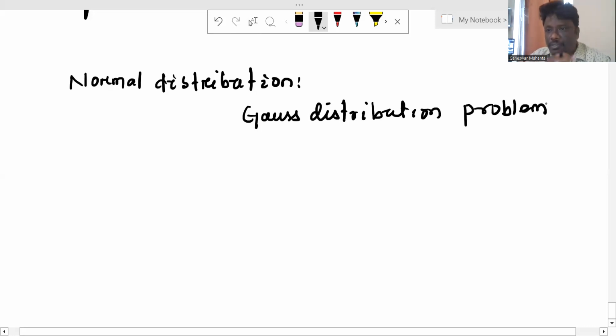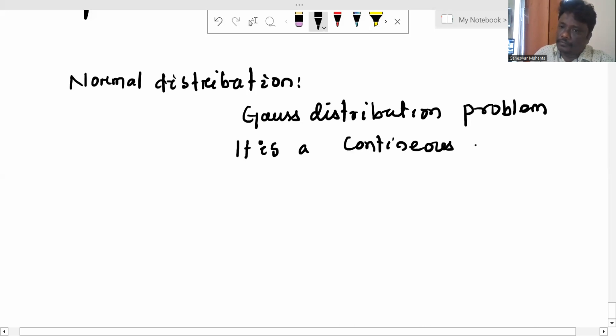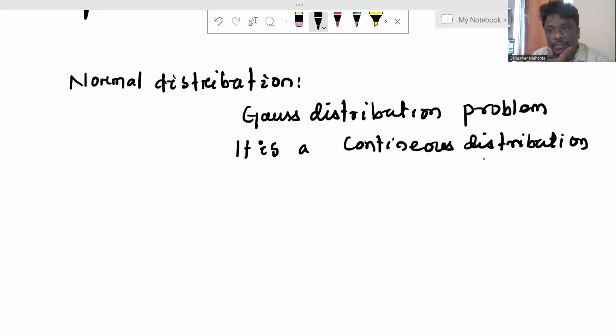Normal distribution problem is also called the Gauss distribution problem, and it is a continuous distribution. Normal distribution is a continuous distribution problem, whatever we have discussed.